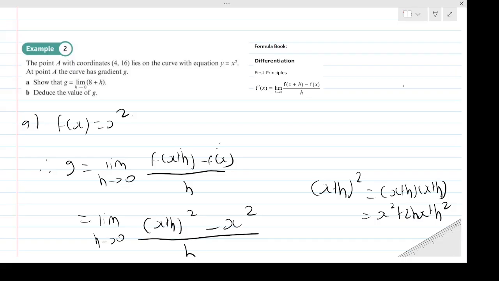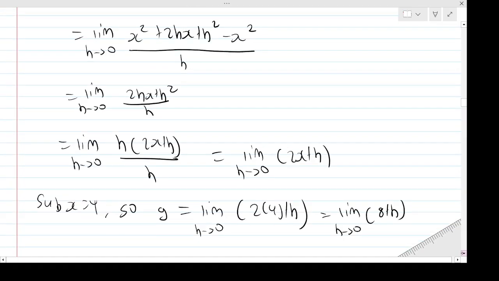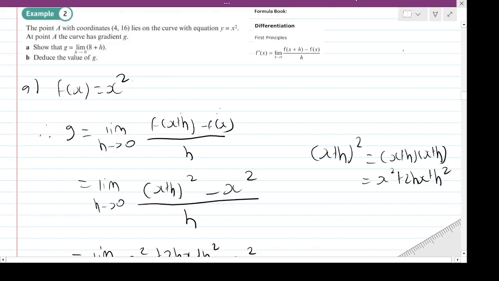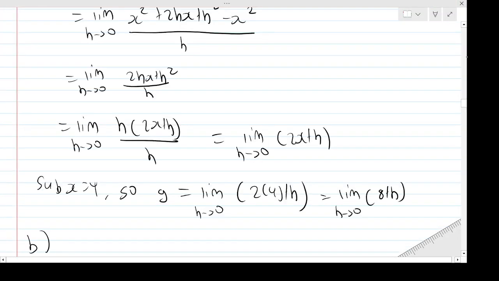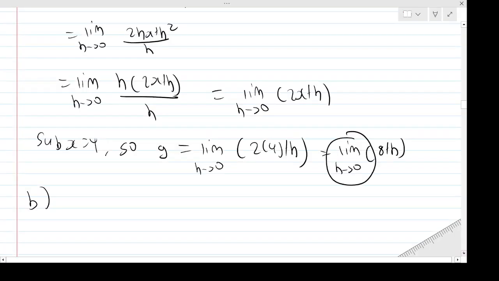Because all we're going to do really is to substitute the function into my expression, and then things will cancel in this way. Then part B says, now that we've got this expression, deduce the value of g. So deduce the value of the gradient g. Well, this is now going to deal with this whole limit, this whole business of h going to 0.